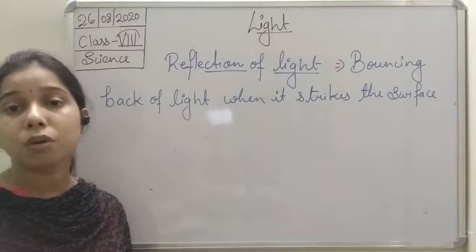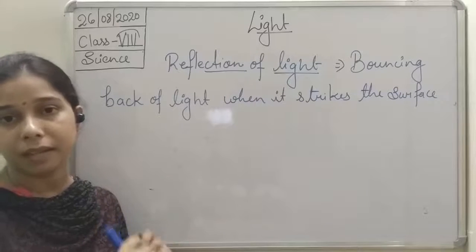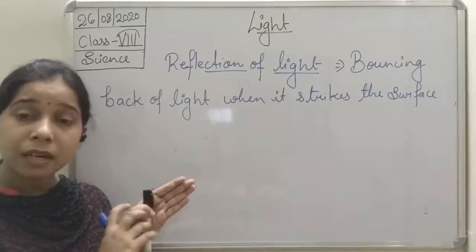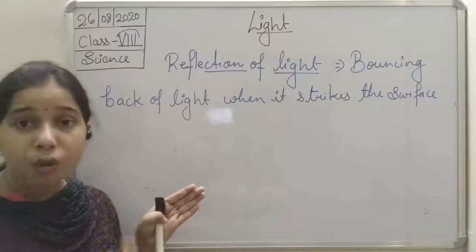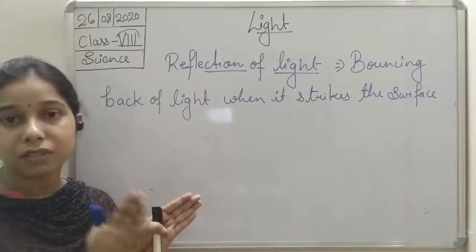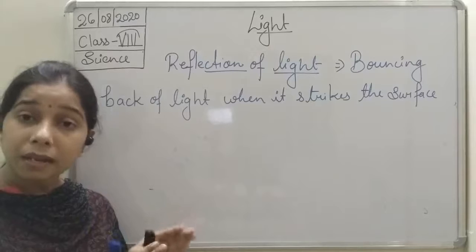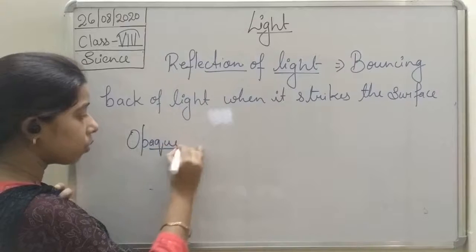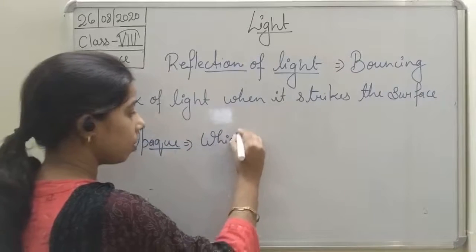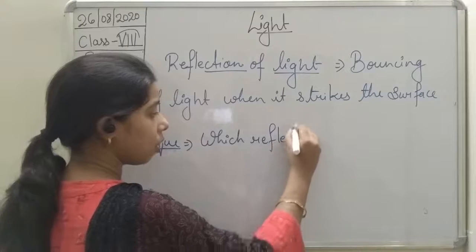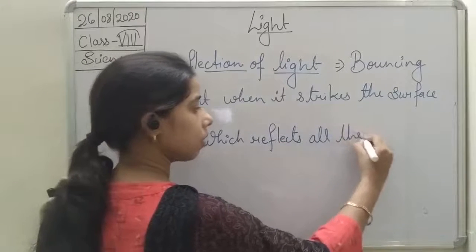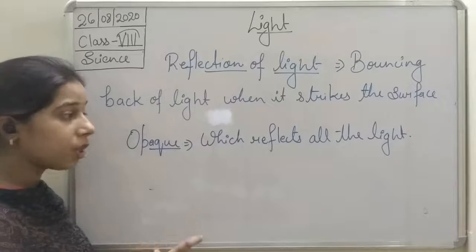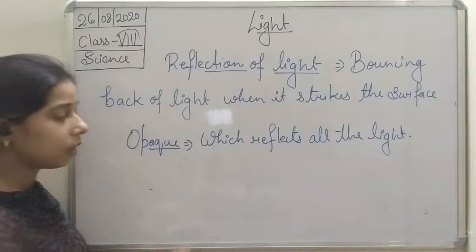Now reflection also varies from material to material. If there is wood and you throw light on it, it will reflect all the light which is falling on it, which is striking its surface. Why is this so? Because wood is an opaque object. And what is an opaque object, student? An object which reflects all the light falling on it is known as an opaque object.